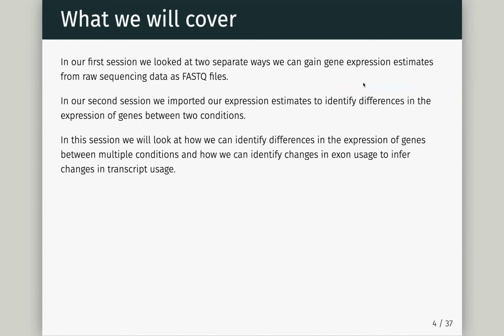So in our first session, we saw there are two separate ways to gain gene expression estimates from the raw FASTQ data. In our second session, we imported these and saw how we could capture gene expression and use this to identify differences in the conditions for particular genes. So this gene went up in one condition, this went down. Now we're going to concentrate not on gene expression changes, but on differences in exon usage, and how that may relate to transcripts.